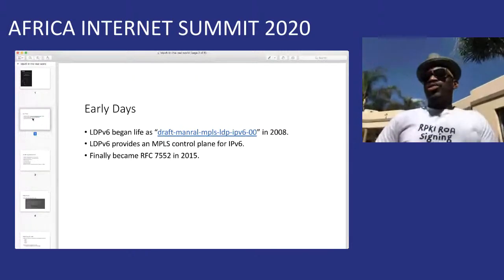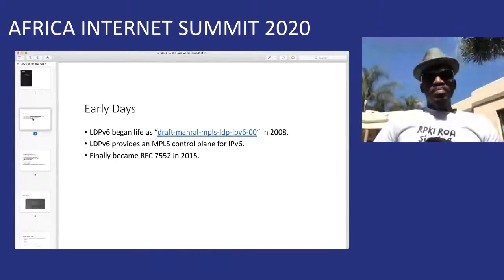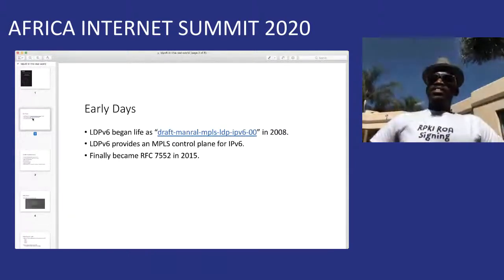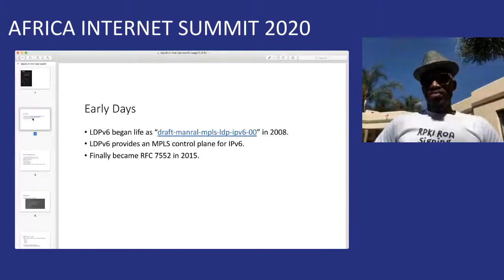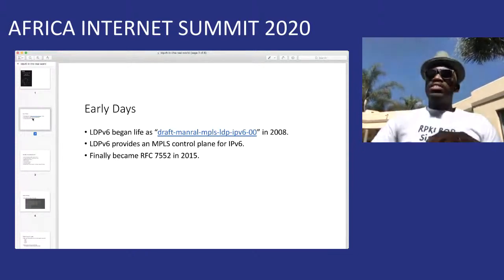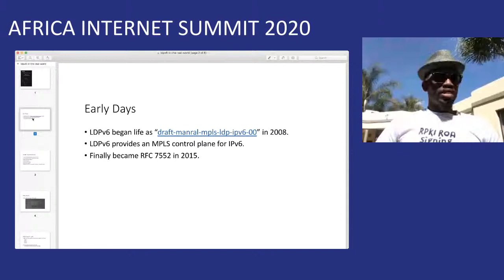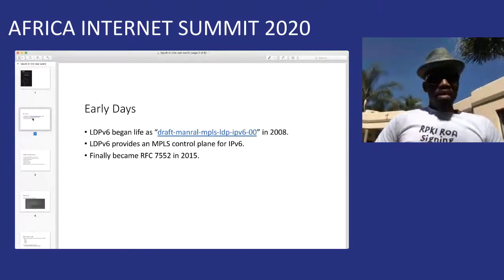LDPv6, which is Label Distribution Protocol version 6, began as that draft from Vishwas Manral in 08. Essentially, LDPv6 is like LDPv4, but just for IPv6. So it provides an MPLS control plane for IPv6, which means in theory you should be able to do everything in IPv6 for MPLS that you can or could for IPv4. It eventually became an RFC almost 7 years later, in 2015, as RFC 7552.